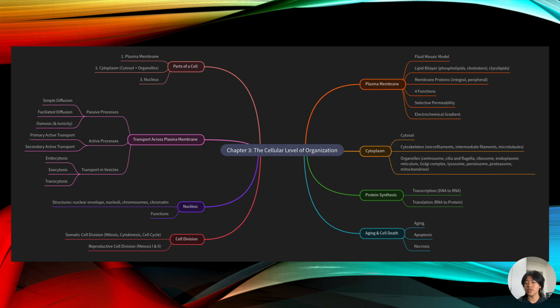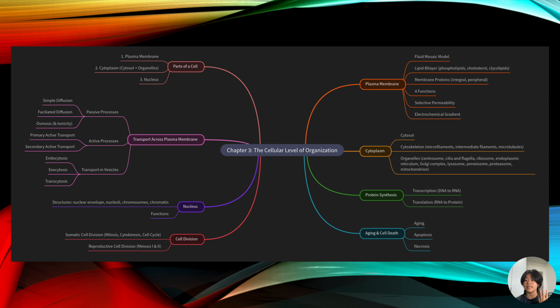So today we're firstly going to talk about the three main parts of a cell. Then we're going to dive into each of them and explore them in some detail. We're going to cover the structure, the function, as well as some properties of the plasma membrane. We're going to talk about how cells transport things or move things across our plasma membrane. There are three main mechanisms.